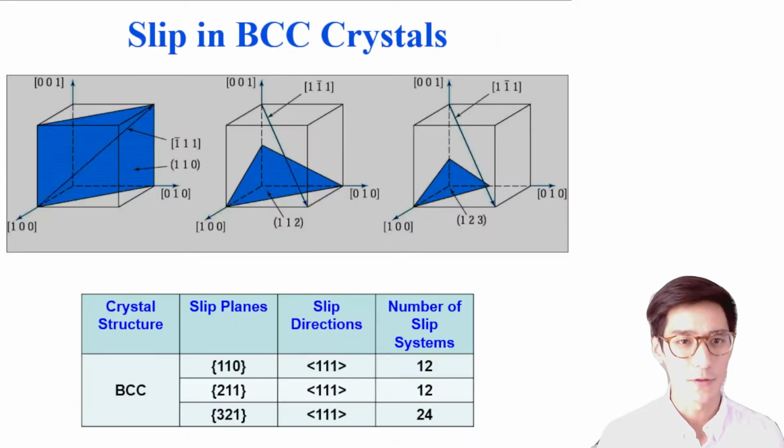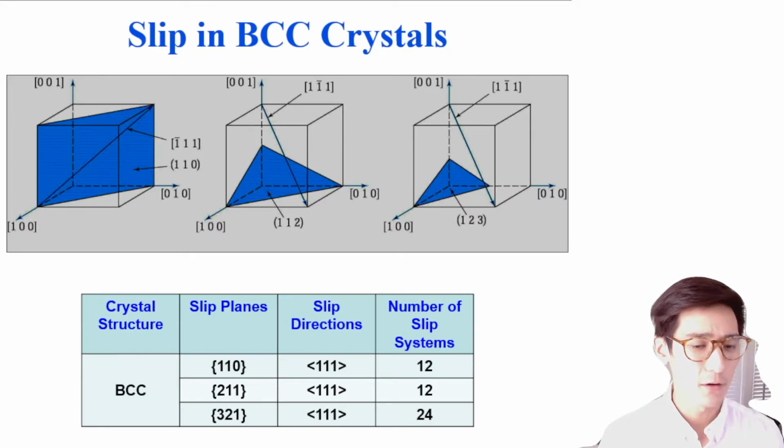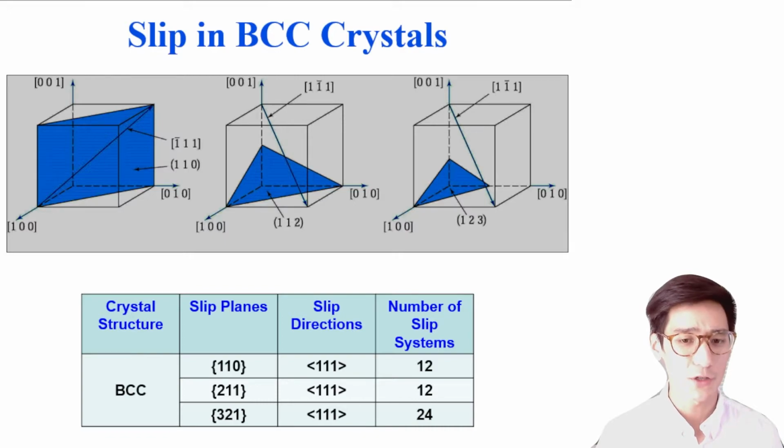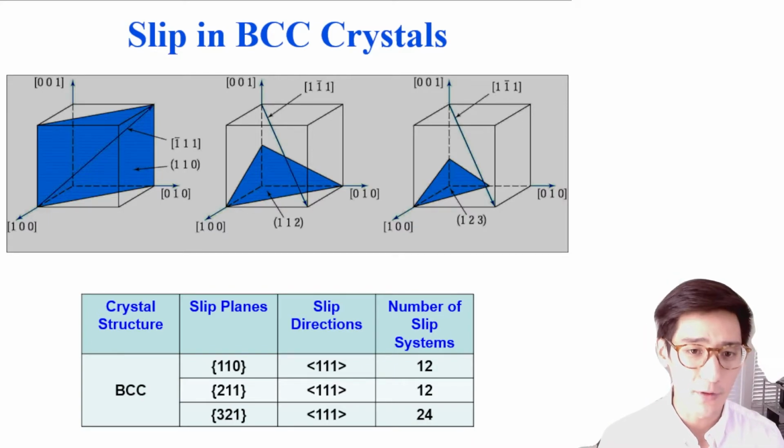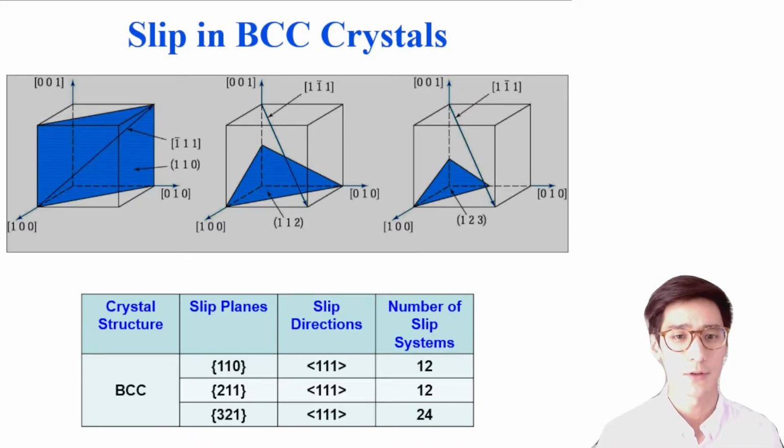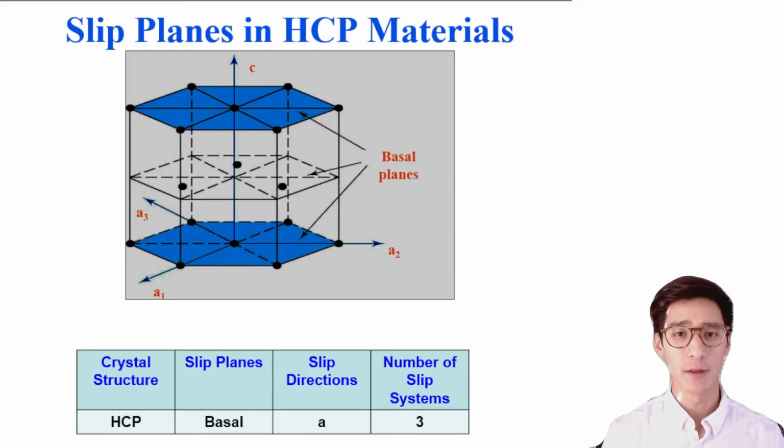BCC crystals, on the other hand, have no close-packed 1-1-1 planes. Instead, they have a number of different slip systems that can become activated depending on the applied load. The slip systems are shown here, totaling 48 different combinations of slip planes and slip directions. This makes BCC crystals much more complicated to deal with. In the scope of this course, we'll focus on FCC crystals. HCP materials, on the other hand, only have 3 active slip systems. This makes dislocation slip more difficult, and other deformation mechanisms are more likely.